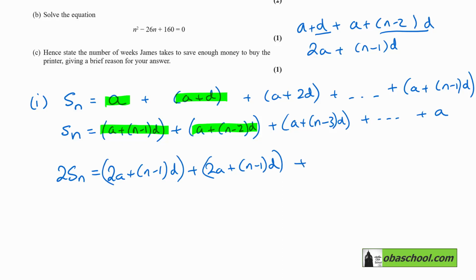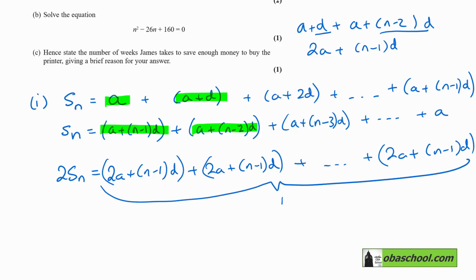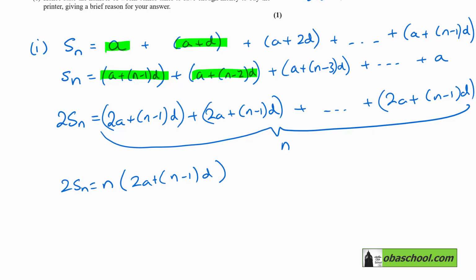And it's going to be the same all the way across. And we'll get a 2a plus (n minus 1)d at the other end. And there are n of these. So we can write it as n times (2a plus (n minus 1)d). And then all we need to do is divide both sides by 2, and we have n over 2 into (2a plus (n minus 1)d).